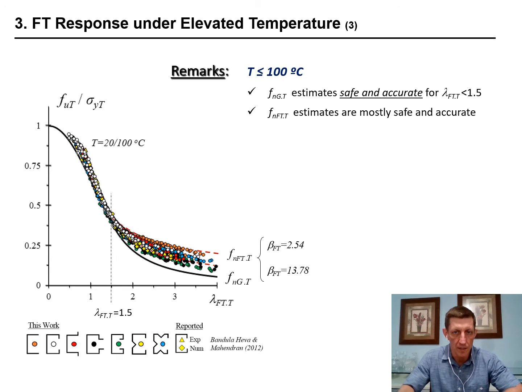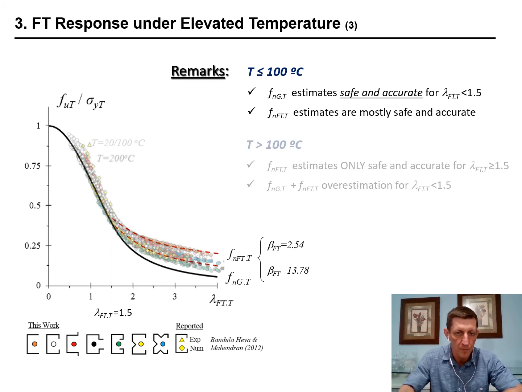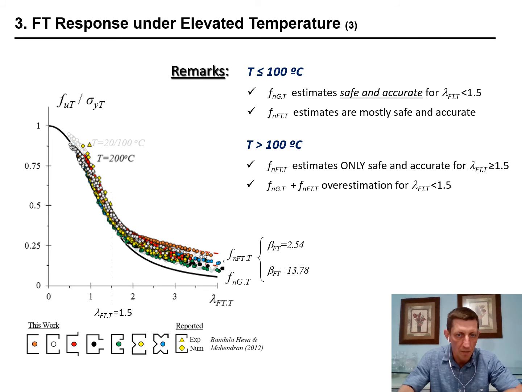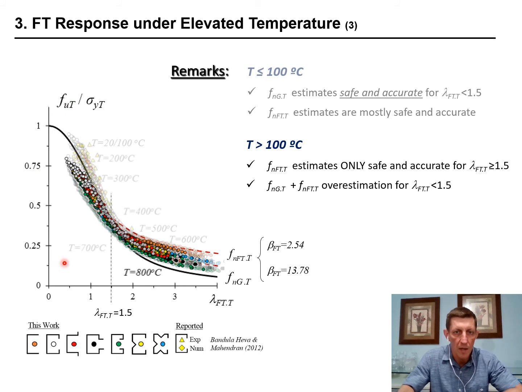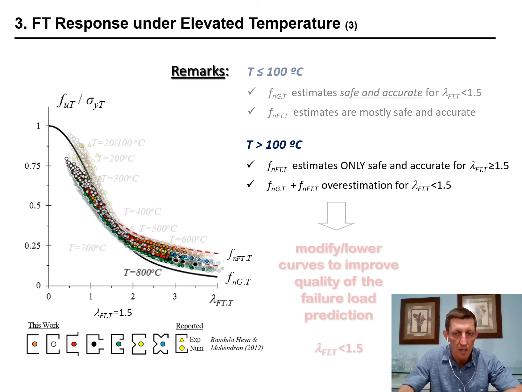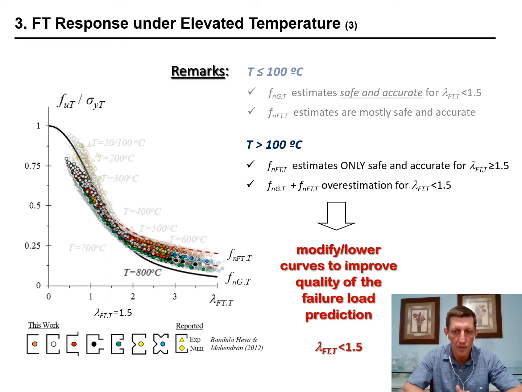Now, adding the results for higher temperatures, let's see, for 200 degrees Celsius, 300, 400, 500, 600, 700, and finally 800. One can see that both curves are clearly overestimated for this region here, which means that some modifications are necessary in order to improve the quality of the failure load predictions.